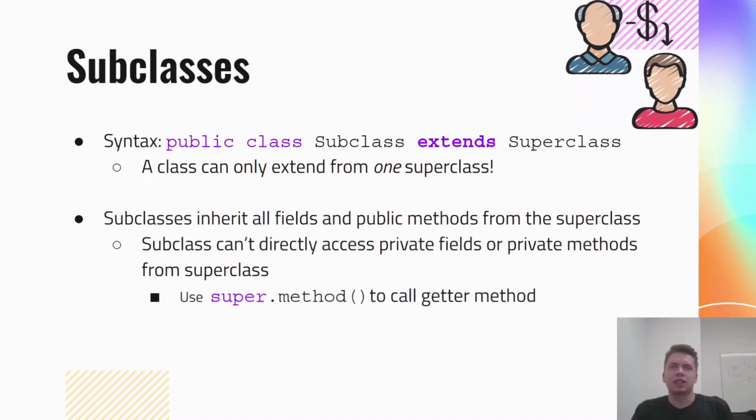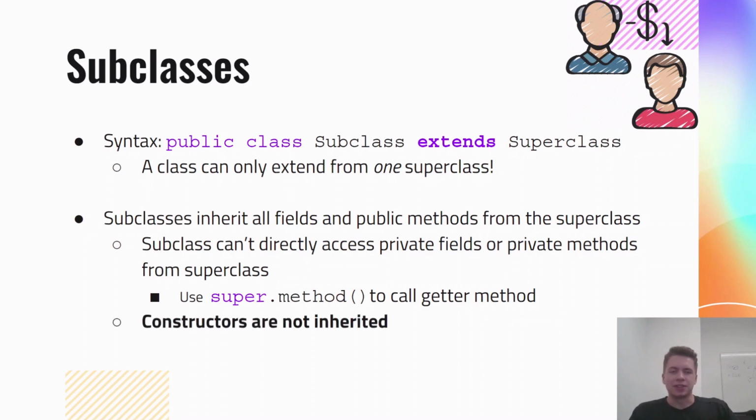However, we can't directly access private fields or private methods because private fields and private methods can only be accessed in the class they're defined. And since they weren't defined in the child class, we have to use the super keyword to get around this. We can access private fields by using super or calling getter methods defined in the parent class. But if we don't have getter methods, it will be difficult or impossible to access those fields.